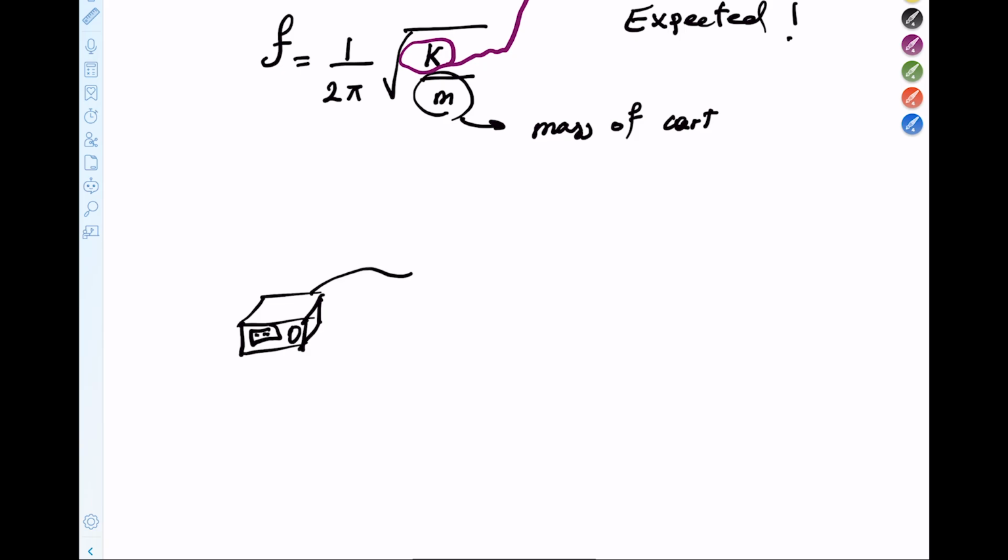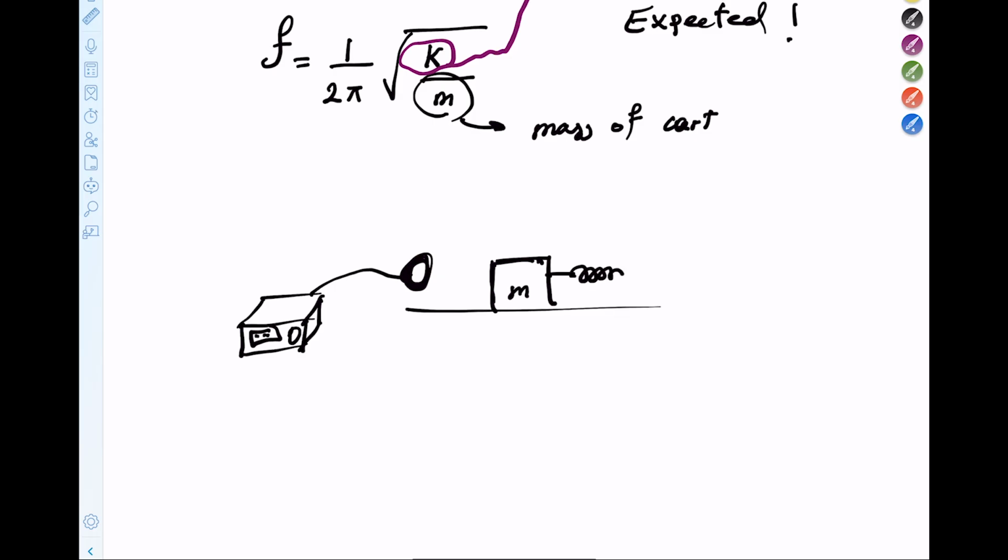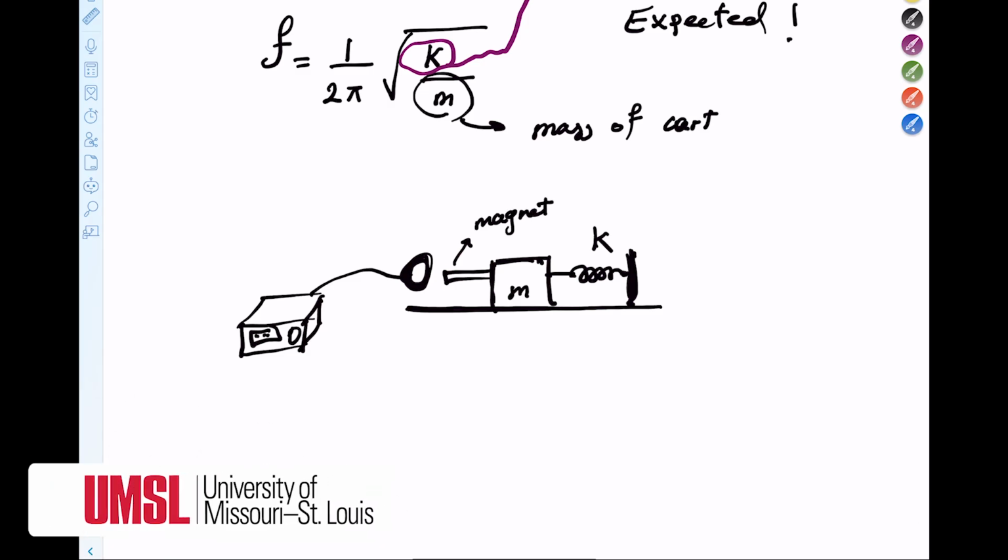This will go to a coil, all right? A coil. And then we'll attach the coil to that same box with mass M. We'll bring it actually very close. Same setup, spring with constant K. And one side is attached to the wall or something, and the other side is connected to that cart. And we'll have a magnet. So this is a magnet here.